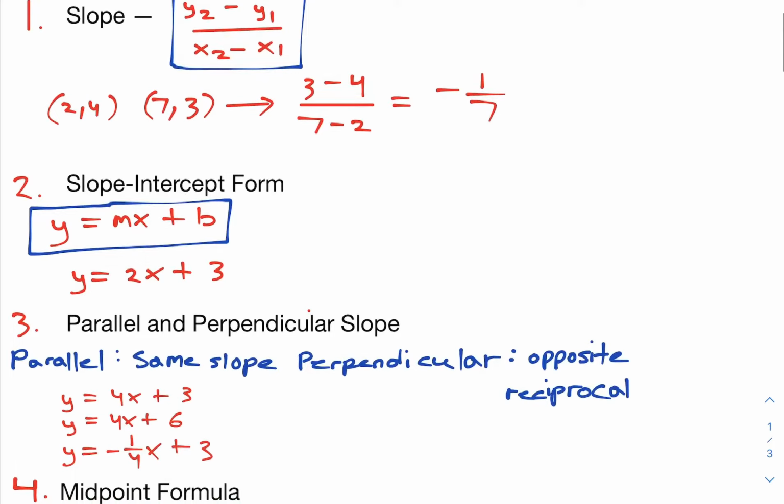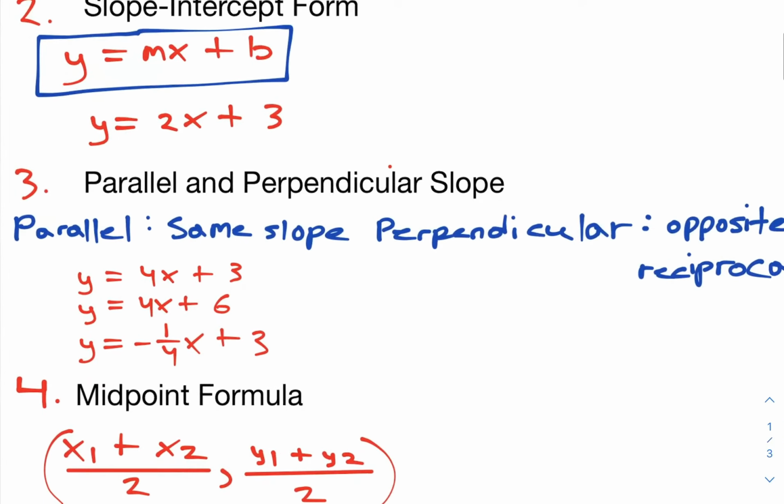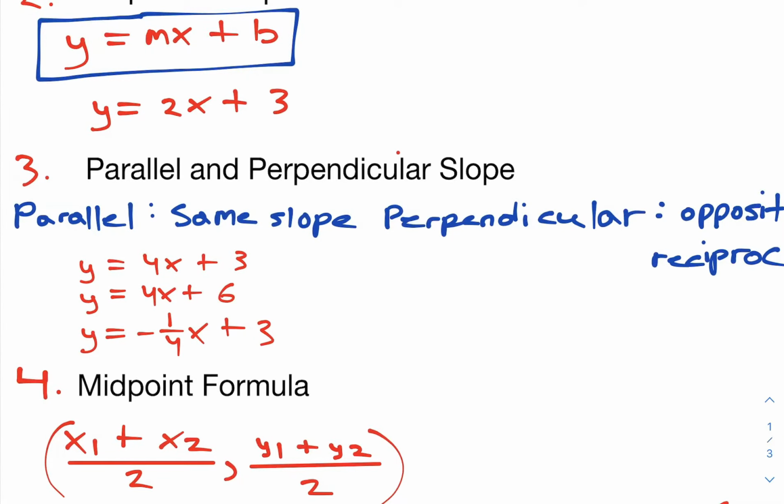So if we have the three lines here at the bottom, y equals 4x plus 3, y equals 4x plus 6, and y equals negative 1/4 x plus 3, as you can see, the first two lines have the same slope, 4, so they're going to be parallel. They don't touch. However, the third line, y equals negative 1/4 x plus 3, is going to be perpendicular to the first two lines because it has the opposite reciprocal slope. It is opposite in sign, and if you take 4 over 1, the opposite is 1 over 4.